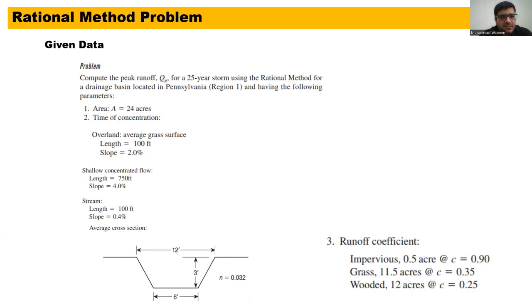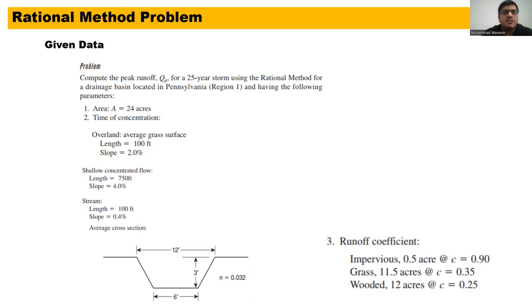So here we have a case: compute the peak runoff QP for a 25-year storm using the rational method. A 25-year storm means that it happens once in 25 years. We have to find the QP, and the region is located in Pennsylvania, having the following parameters. Area is 24 acres.